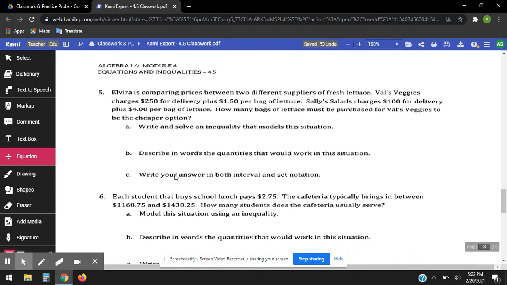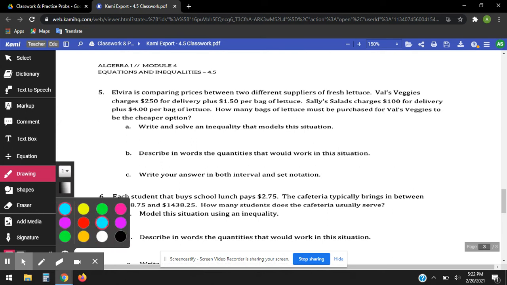Okay, Elvira is comparing prices between 2 different suppliers of fresh lettuce. Val's Veggies, on blue this time. Val's Veggies charges $250 for delivery plus $1.50 per bag of lettuce. Sally's Salads charge $100 for delivery plus $4 per bag of lettuce. How many bags of lettuce must be purchased for Val's to be cheaper?